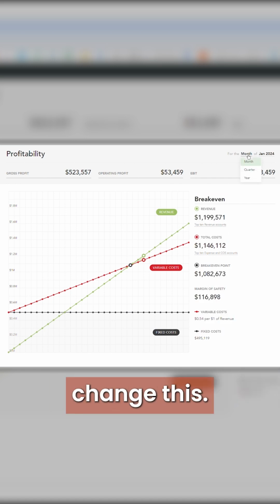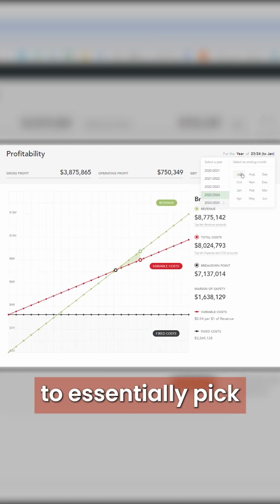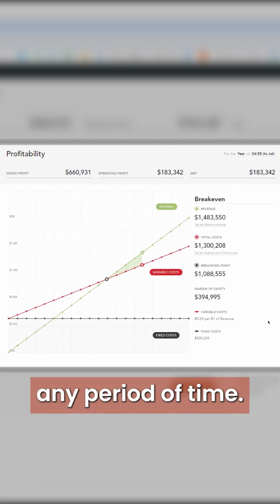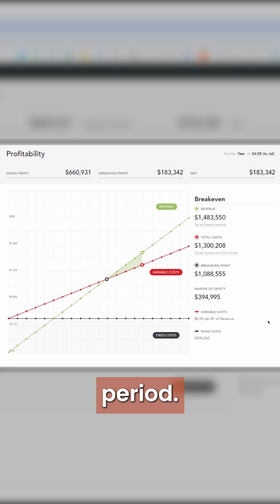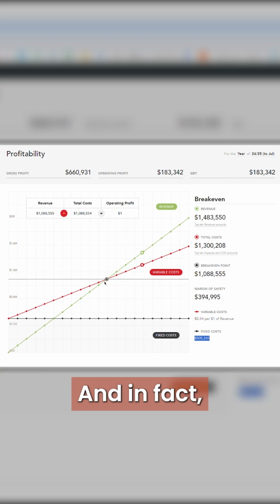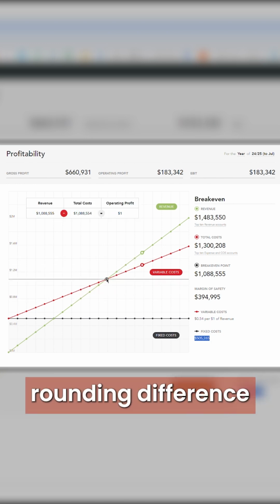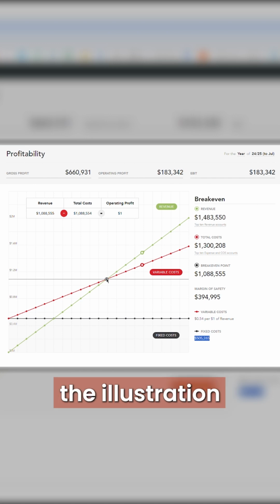I'm going to change this and illustrate that it's very, very easy to essentially pick any period of time. I'm now looking at a 12-month period. This fixed cost here is basically matching what I was showing in the spreadsheet. And in fact, all these other numbers are really close. There's a slight rounding difference here, but it's basically the illustration I was showing in Excel.